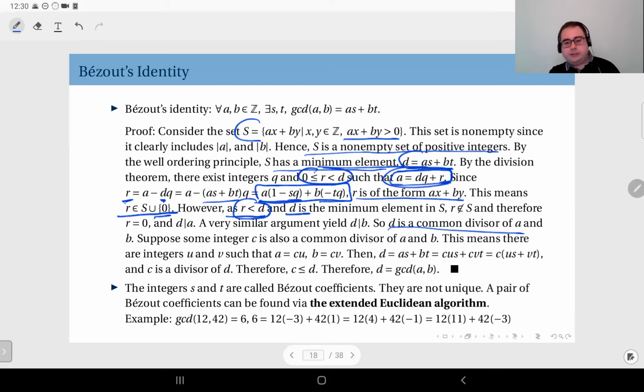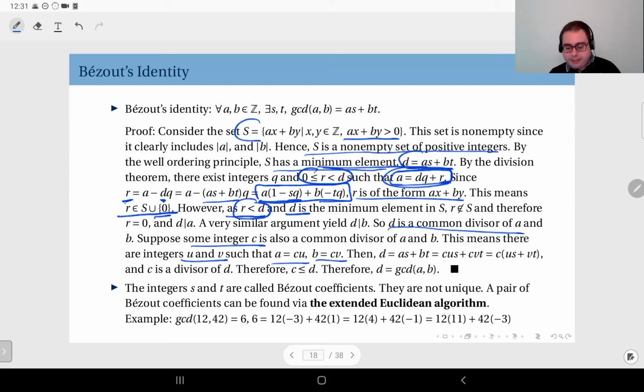Now, this proves that D is a common divisor, but it doesn't prove that it's the greatest one. So if we can also show that any common divisor of A and B is less than D, we will be able to show that D must be the GCD. Suppose some integer C is also a common divisor of A and B. This means there are integers U and V such that A equals C times U and B equals C times V by definition of divisibility.